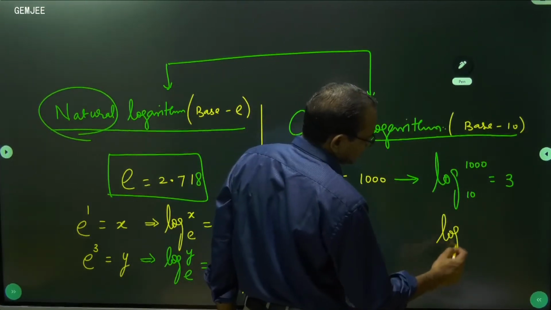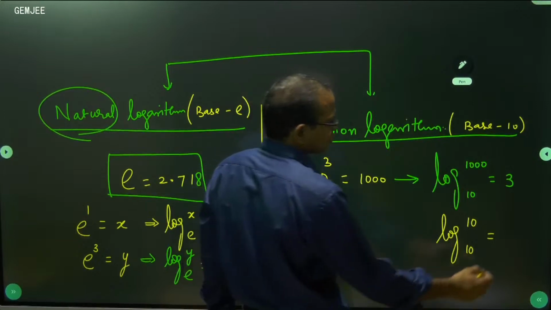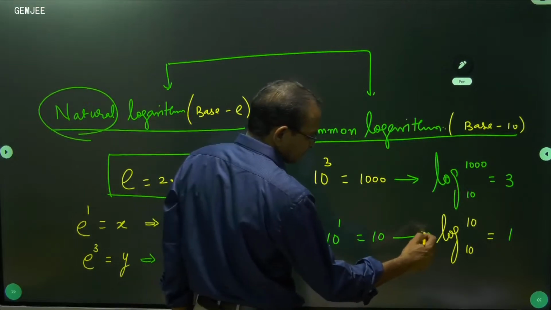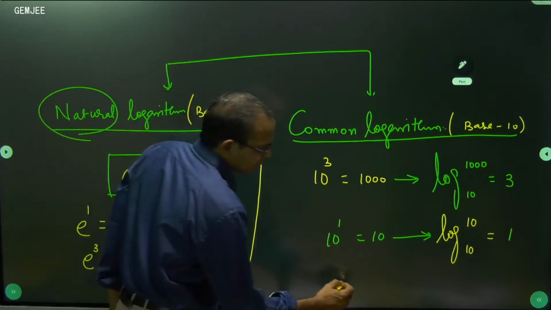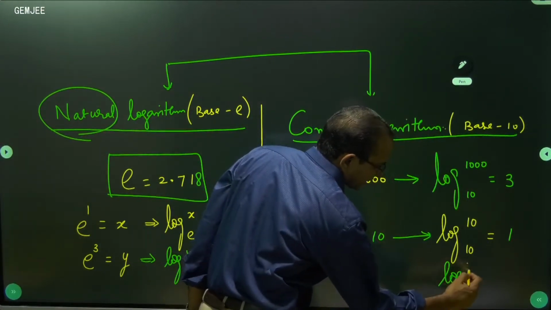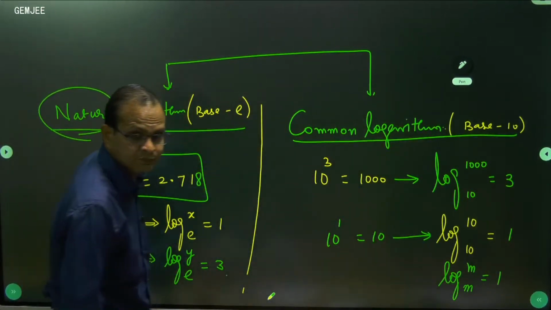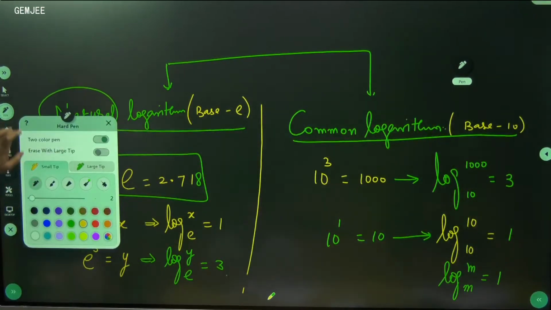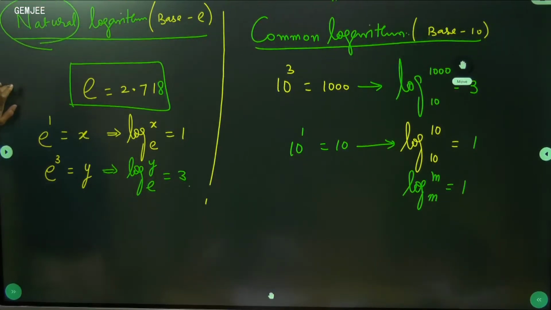Log of 10 to the base 10 is 1, because 10 power 1 equals 10. Do you understand? Yes. So log of m to the base m equals 1. Log of m to the base m equals 1. Getting it? Slowly I am taking you to the actual logarithm part. Keep copying it down, we will slowly move towards that.